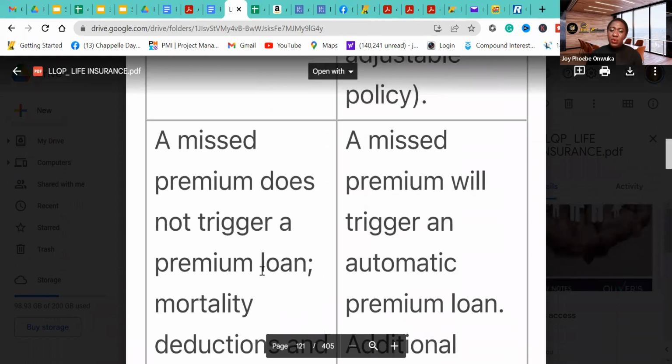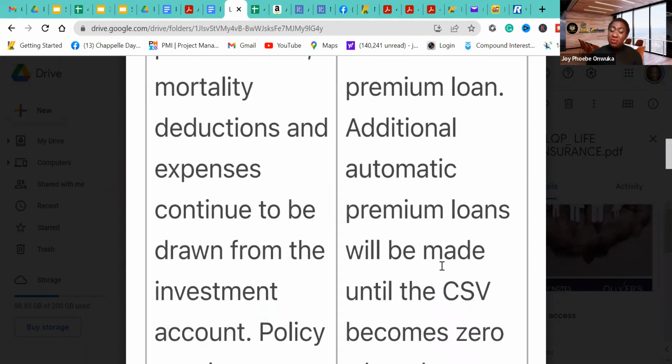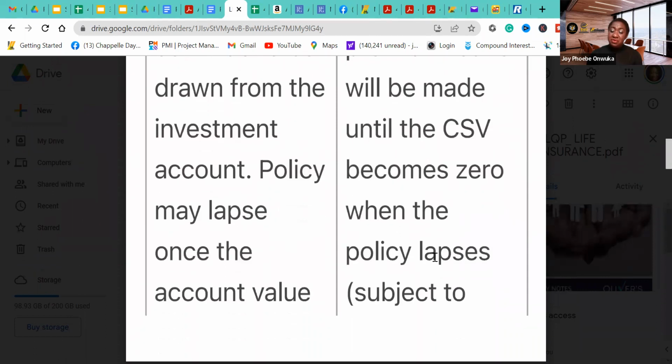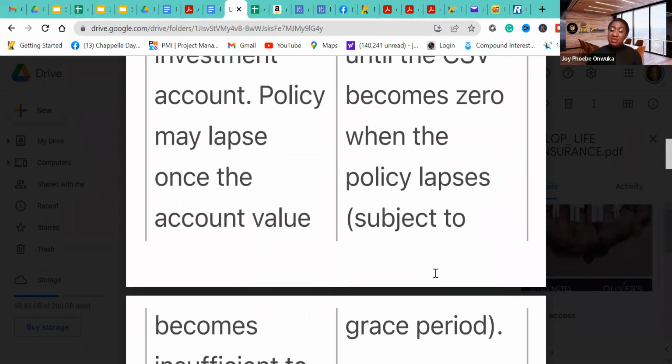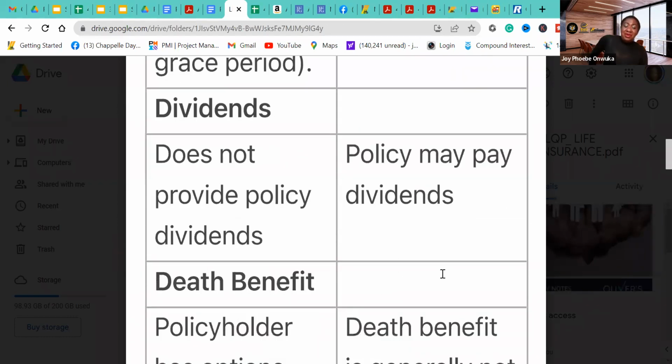Now, for whole life, a missed premium will trigger an automatic premium loan. Additional automatic premium loans will be made until the cash surrender value becomes zero, and then the policy lapses, subject to a grace period. All right. When it comes to dividends, universal life does not provide policy dividends. However, a whole life policy may pay dividends.